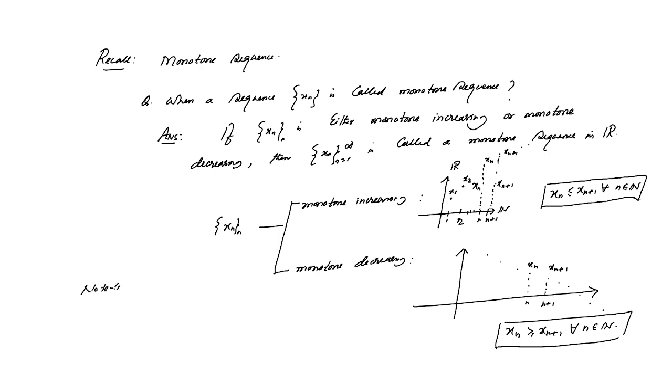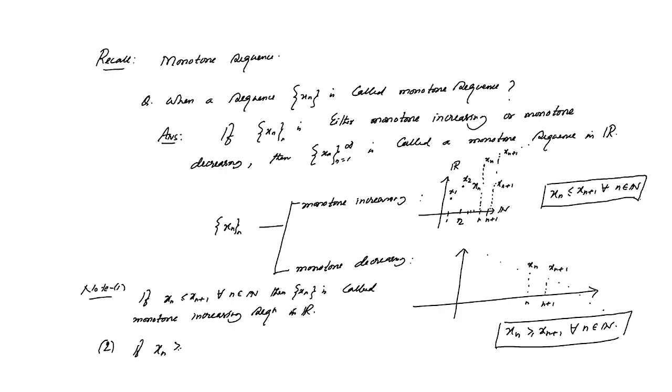So note 1: if xn is less than or equal to xn plus 1 for all n belongs to natural numbers, then the sequence xn is called a monotone increasing sequence in R. Whereas note 2: if xn is greater than or equal to xn plus 1 for all n belongs to natural numbers, then the sequence xn is called a monotone decreasing sequence in R.